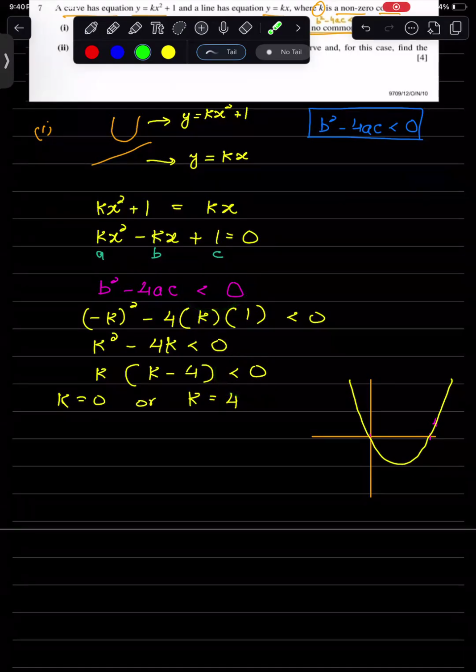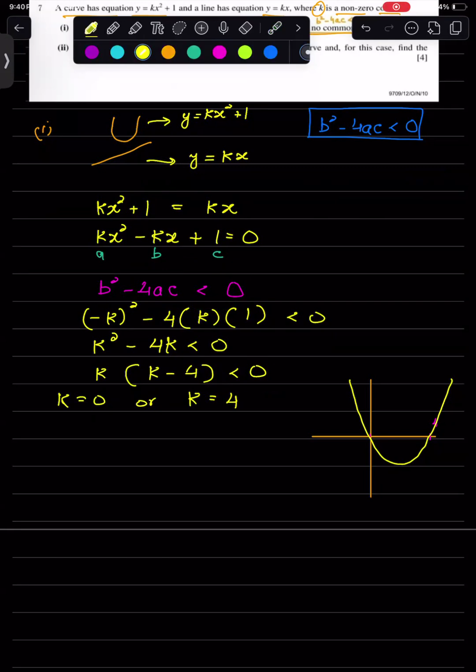That means I need which portion on the graph? Negative. Negative portion.